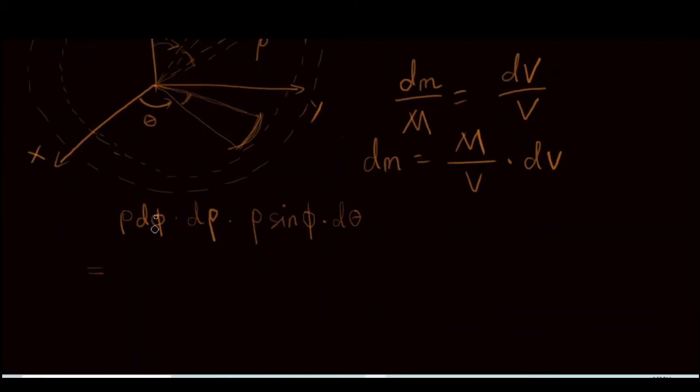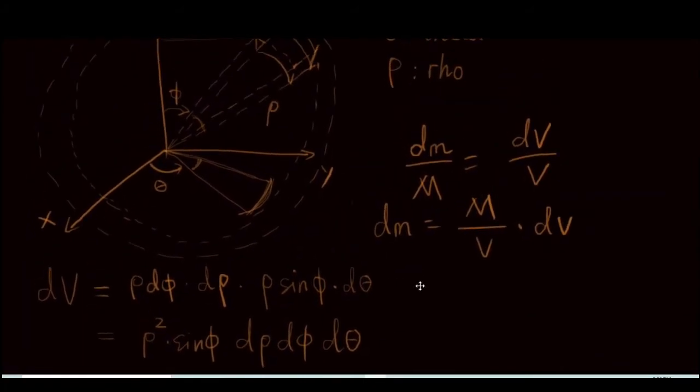So we got, there are several items we could combine together. Here is rho squared and sine phi times d rho, d phi, and d theta. So this is our dV. Later on, you could always go back to your textbook to see the same process. Okay, we found the dV.